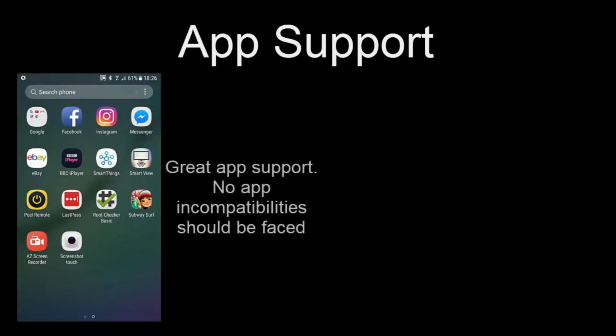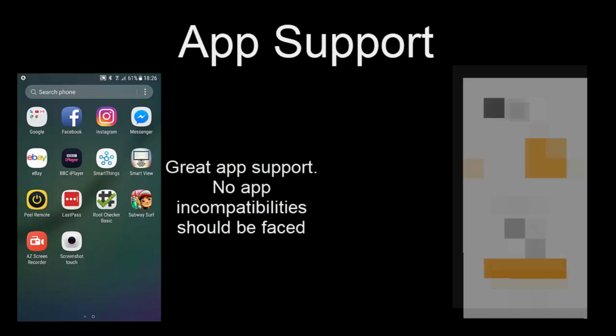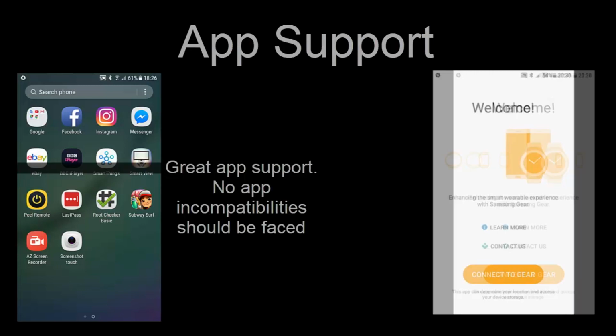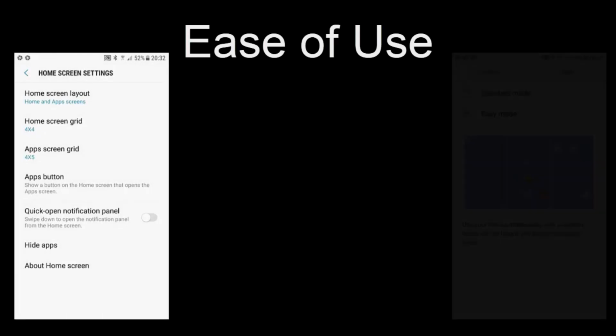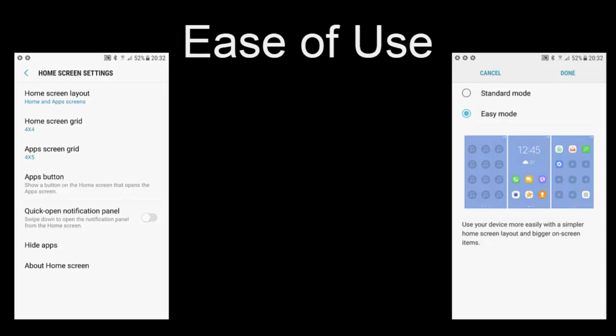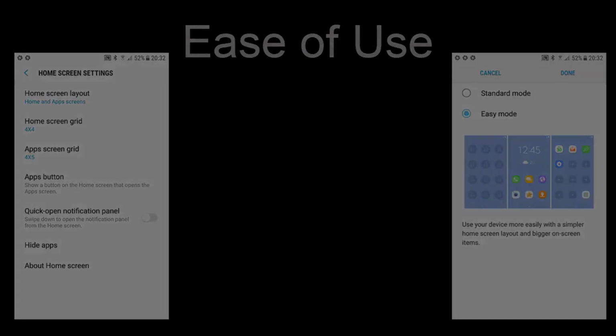As the ROM comes with the Google Play Store pre-installed, the app support will be great. As I said before, this ROM is on Android 7, meaning no app incompatibilities should be faced. This ROM does have support for other Samsung Gear products like the Gear VR and Gear Wear. The ROM is very easy to navigate. There are many options to change if you don't like the current setup. The ROM also comes with easy mode. This simplifies the home screen, making it even easier to navigate than before.